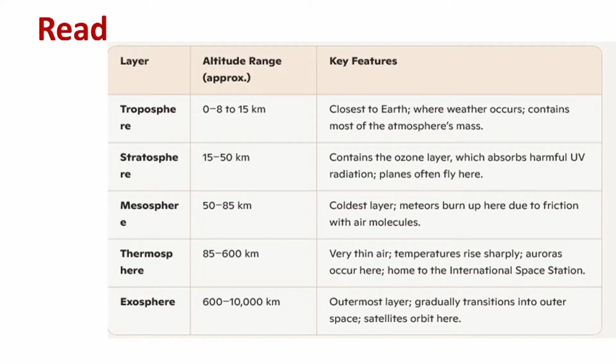The next layer is the mesosphere. Its altitude ranges approximately from 50 to 85 kilometers. It is the coldest layer, and meteors burn up here due to friction with air molecules. The next layer is the thermosphere. Its altitude ranges from 85 to 600 kilometers. It is a very thin layer, and temperature rises sharply.